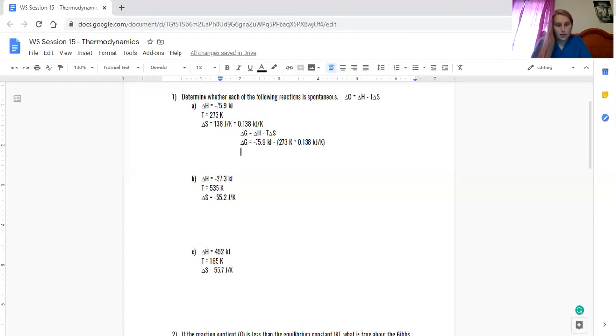Perfect. So we're going to have our delta G is equal to negative 113. We'll go ahead and leave it at three places, so I guess that rounds up. So it's negative 114. And that's going to be, in our units, kilojoules. And so looking at this, is this going to be spontaneous or non-spontaneous?